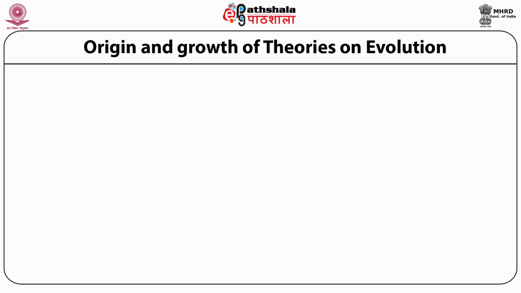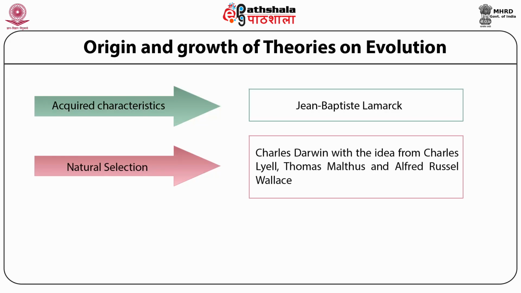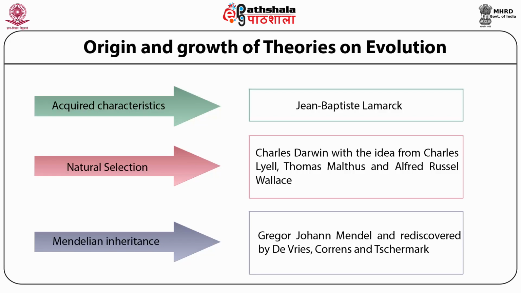One is the theory of acquired characteristics given by Lamarck. Then, the theory of natural selection developed by Charles Darwin, by the influence of many other scholars and the work of others. And finally, we have the theory of Mendelian inheritance, which was given by Gregor Johann Mendel and which was rediscovered by De Vries, Correns and Tschermak.